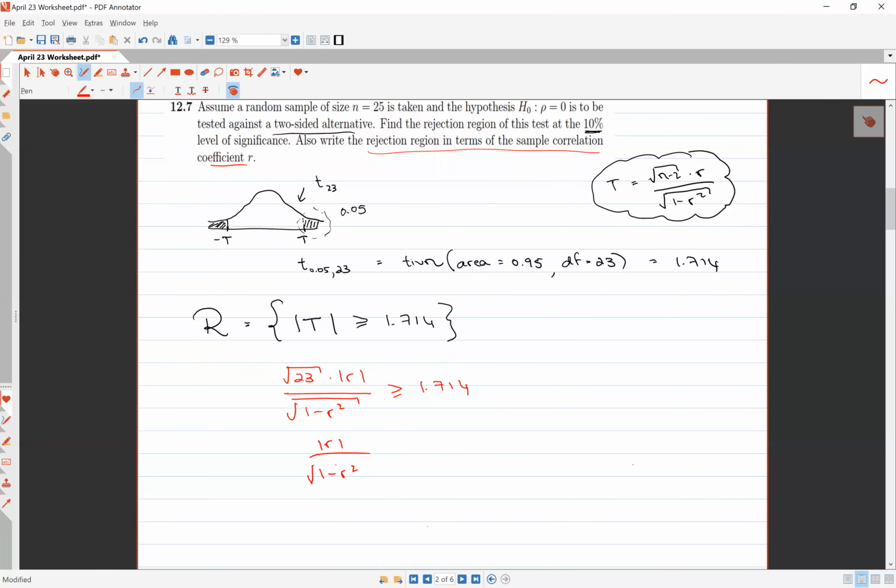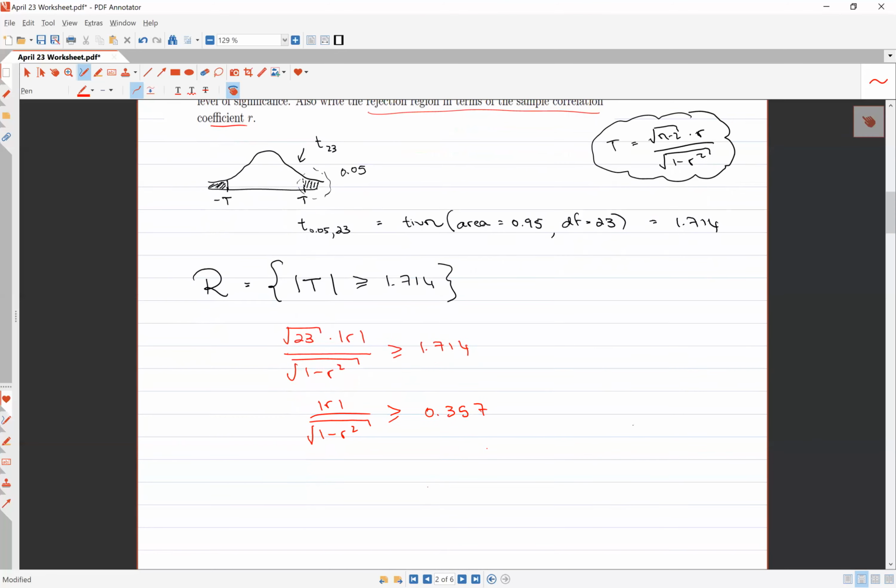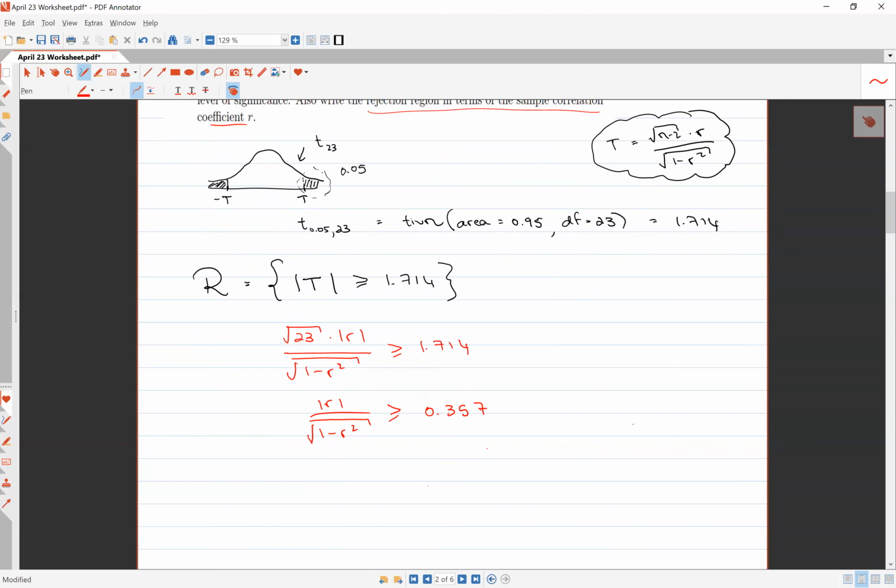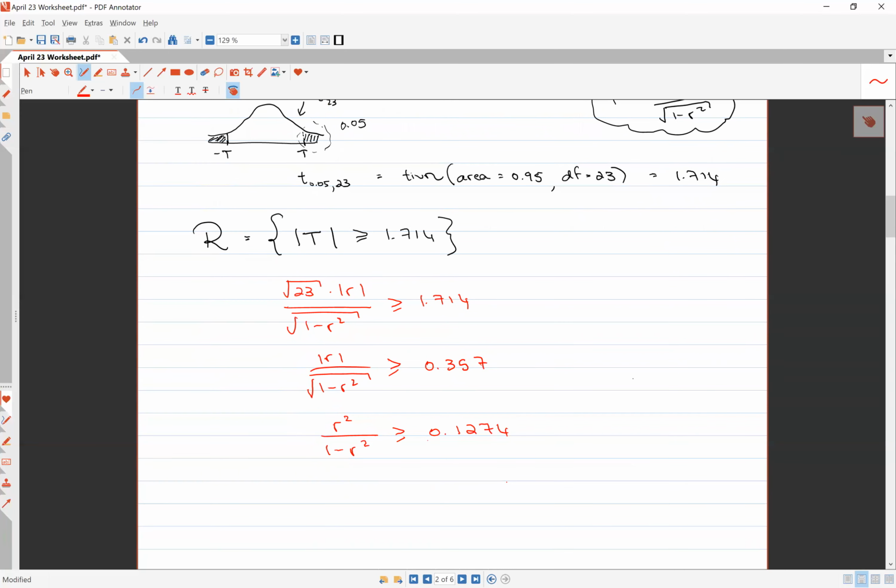So I can just write an equation in terms of r. If I divide by the square root of 23, I get 0.357. Now it's always cumbersome working with an absolute value, but I can get rid of that by squaring both sides. So I have r squared over 1 minus r squared is greater than or equal to, if I square the right-hand side, 0.1274.